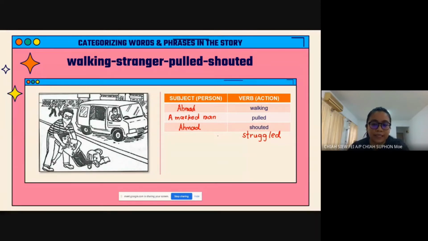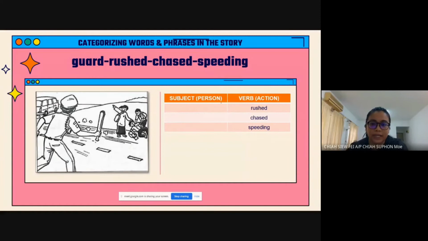All right, moving on to the next one. Okay, so here, rush. Who is doing the action of rushing?